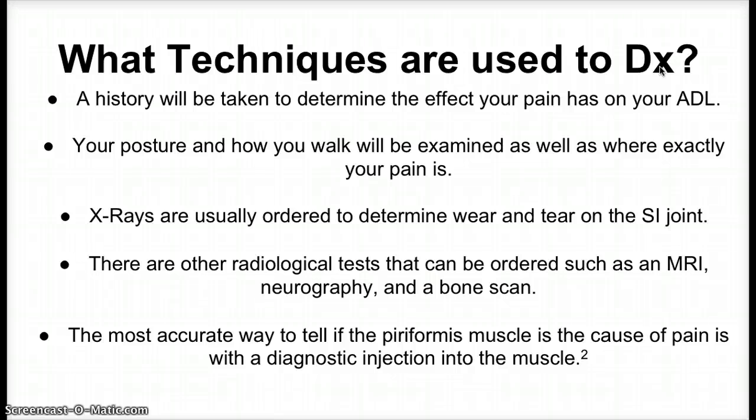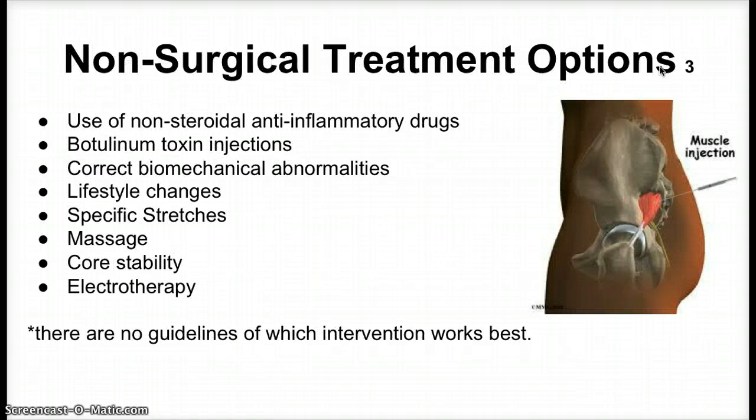X-rays are usually ordered to determine wear and tear on the SI joint. There are other radiological tests that can be ordered, such as an MRI, neurography, and a bone scan. The most accurate way to tell if the piriformis muscle is the cause of pain is with a diagnostic injection into the muscle.